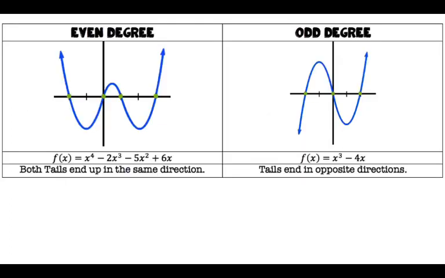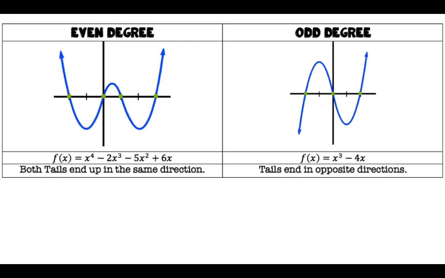All right, even and odd degree. If it's even, both tails will end in the same direction. And this one, it's even and positive, so they both end up. Okay, so this one, f of x equals x to the 4th. My biggest exponent is 4, so it's a 4th degree, which is an even number.